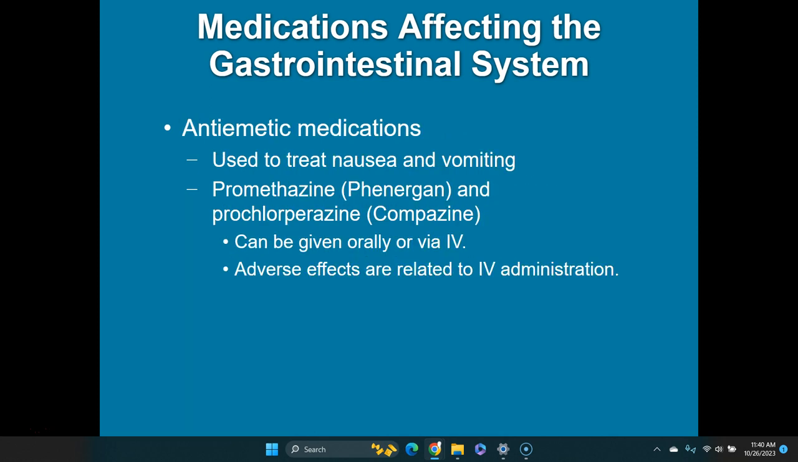Antiemetics are used to treat nausea and vomiting. Phenergan and Compazine, kind of older medicines. They can be given orally or IV. There are quite a few side effects with that, so they're not as popular as they used to be, say 10 years ago or so. Can cause some cardiac dysrhythmias, dystonic reactions, a lot of different stuff, so that's why they're not used as much in EMS.